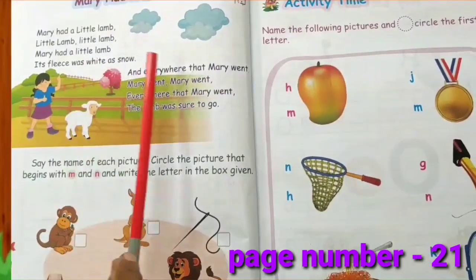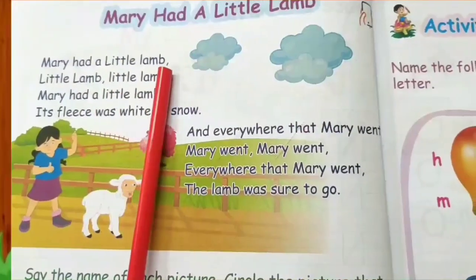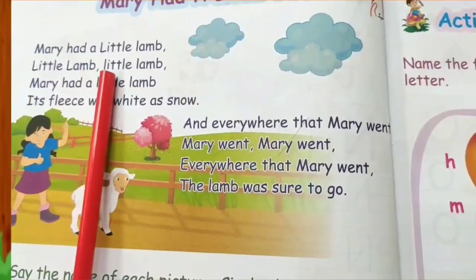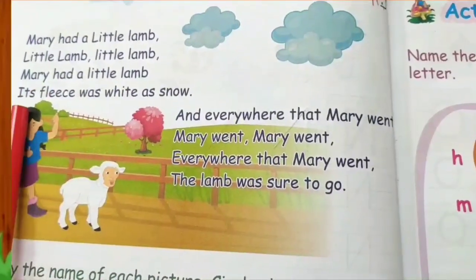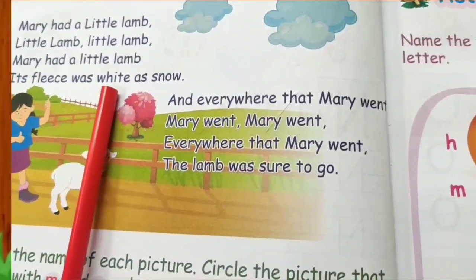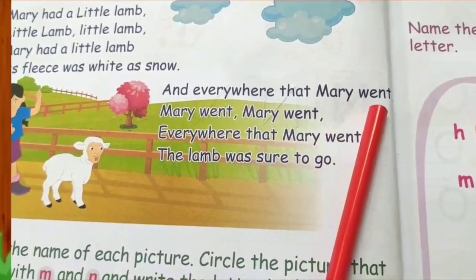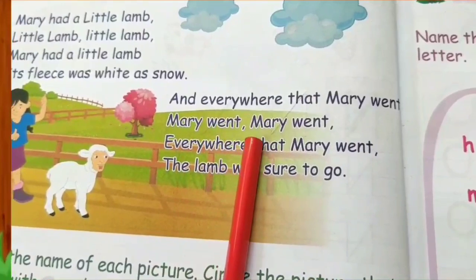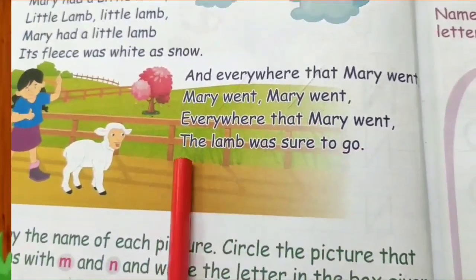Here is a rhyme. Start with M. Mary had a little lamb, little lamb, little lamb. Mary had a little lamb, its face was white as snow. And everywhere that Mary went, Mary went, Mary went. Everywhere that Mary went, the lamb was sure to go.